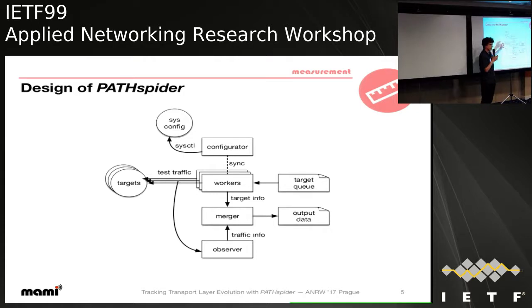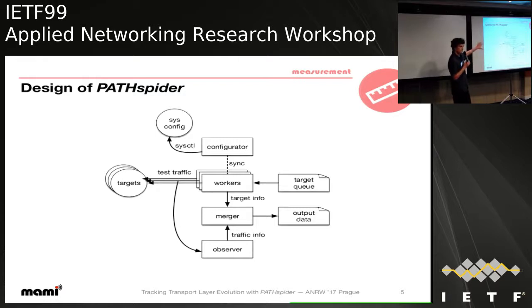Then they generate traffic to the test targets, and the data they have on the connection they send to what we call the merger. So this is typically things like the five-tuple, whether the connection failed or not, basically what you get from your API calls. And then we have an observer thread that sniffs on all the test traffic that's generated, also generates records, for example, which flags were set in the TCP headers and so forth. Also sends this to the merger. The merger then figures out which records belong together, merges them together in one output, and that's the file that you actually look at.